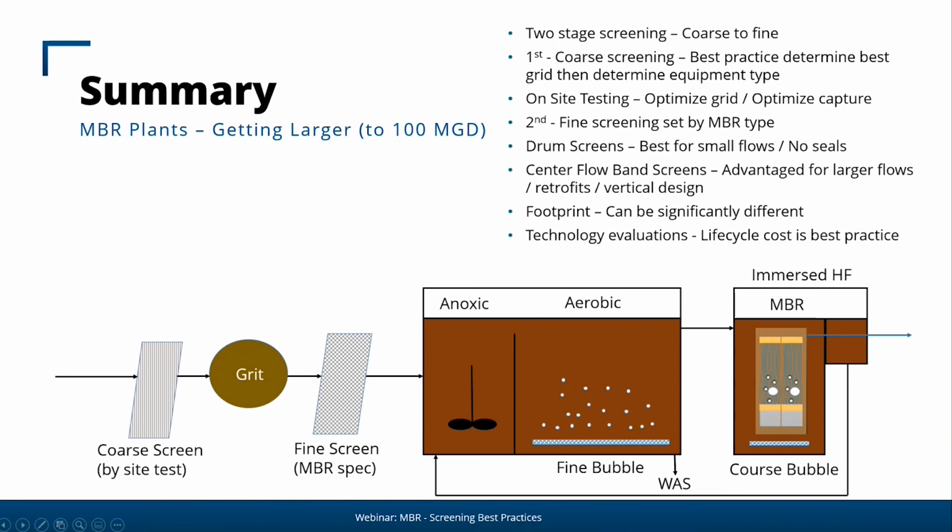Drum screens are best for small flows and they have no intermediate seals. Center flow band screens are advantaged for larger flows and retrofits. They have a vertical design and their footprint is significantly smaller. And in all technology evaluations, life cycle cost is the best practice, and that is advocated.